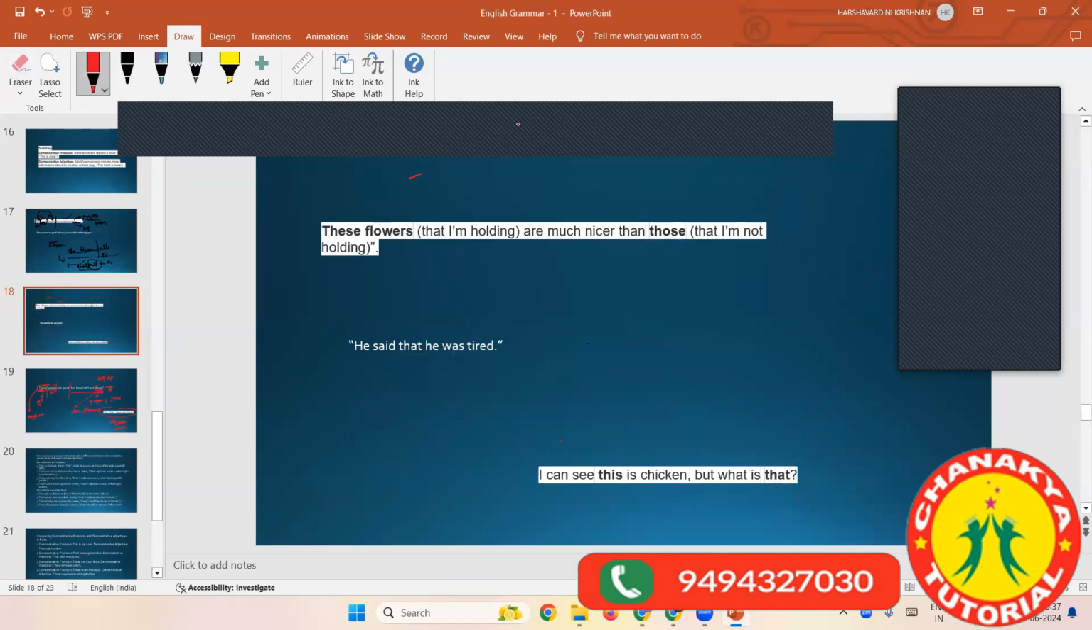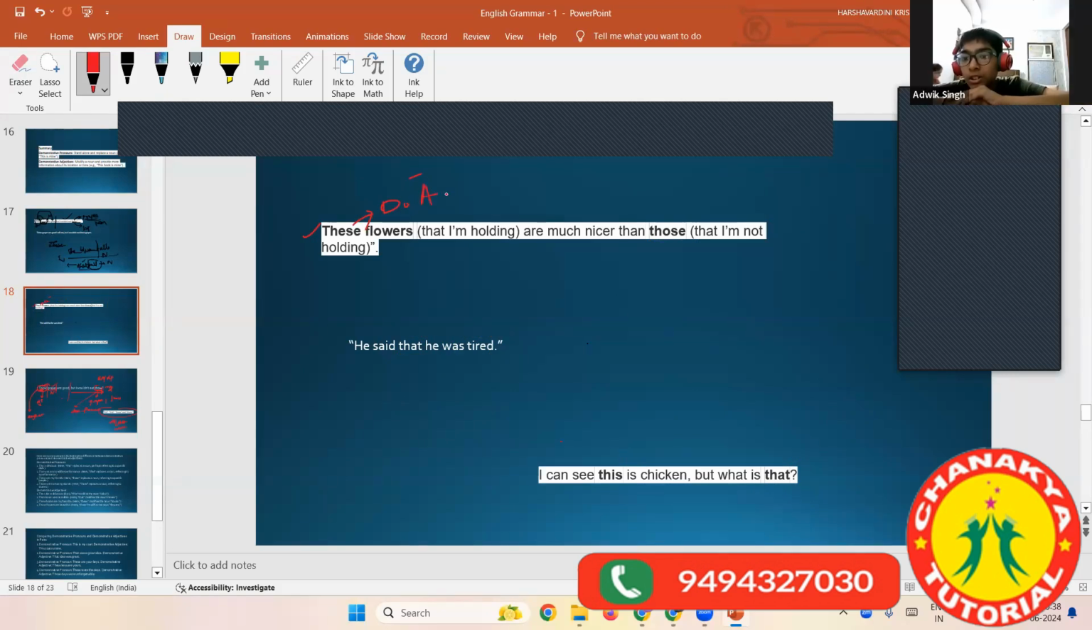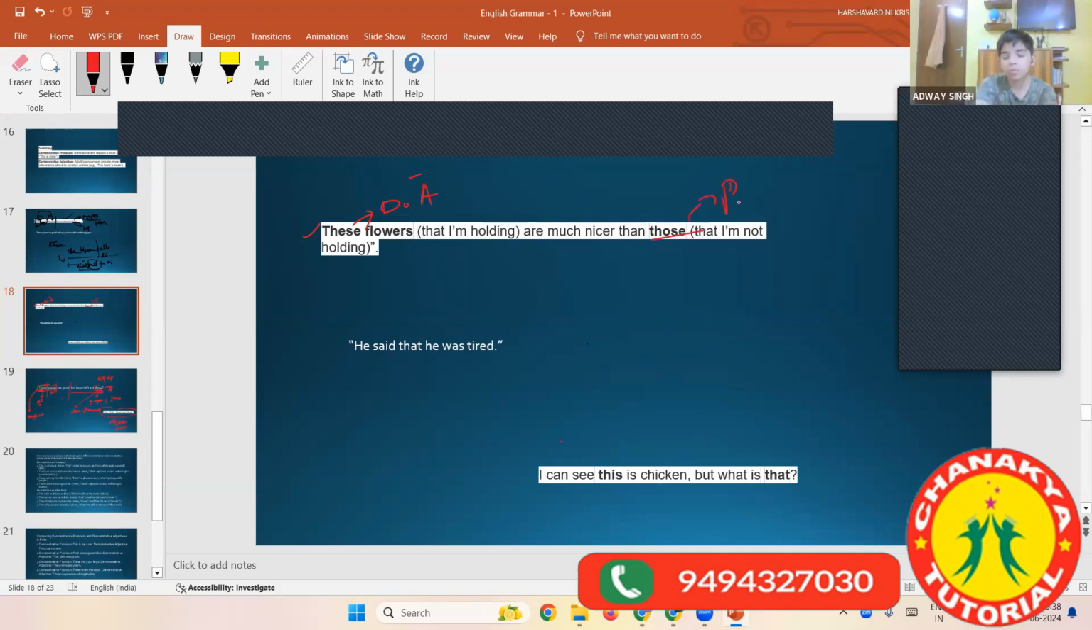First one. These flowers are much nicer than those. Ma'am, "these flowers": these is a demonstrative adjective, and "are much nicer than those": those is a demonstrative pronoun.